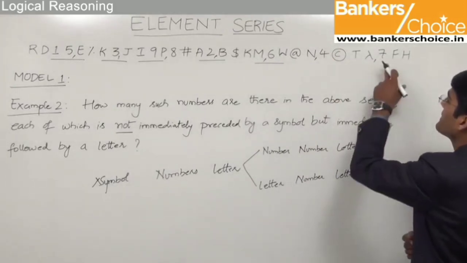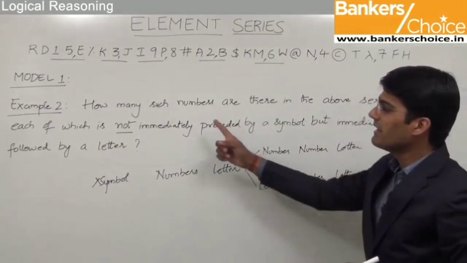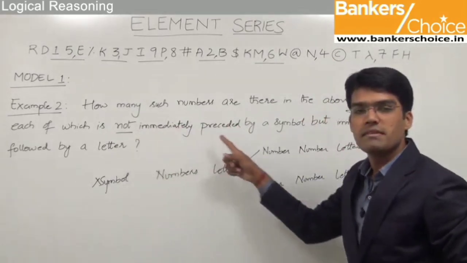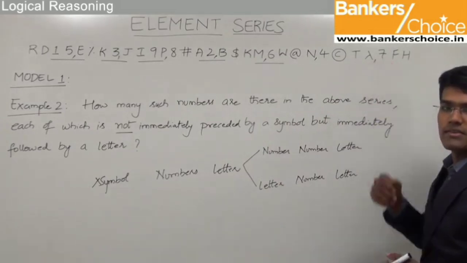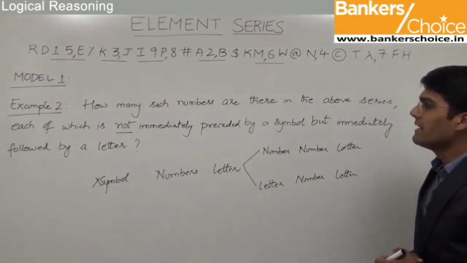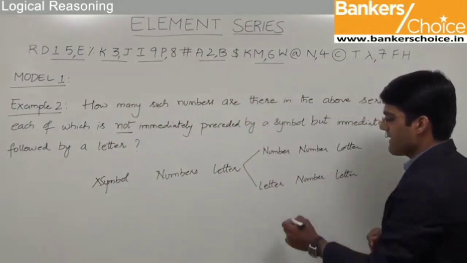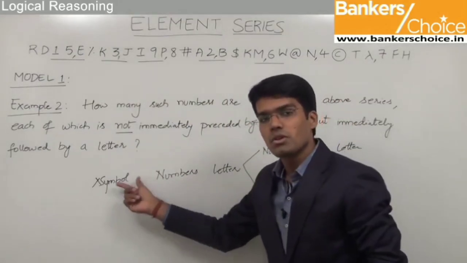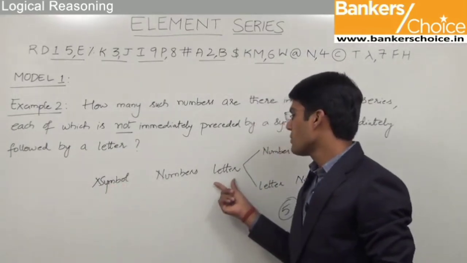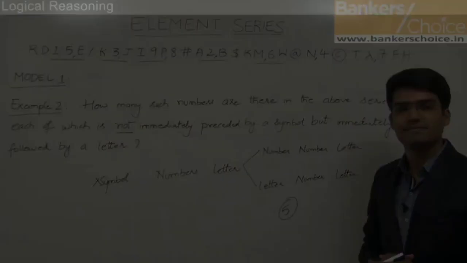And the last number is 7, which is preceded by symbol. And the question clearly says it should not be preceded by a symbol. So even this fails to satisfy the given condition. So we can find that there are total 1, 2, 3, 4 and 5 sets which satisfy the given condition. That is number which is not preceded by a symbol but followed by a letter. So the answer for this question is 5.